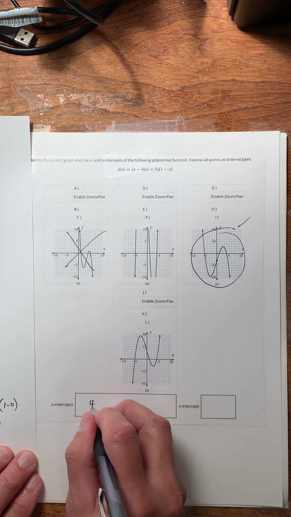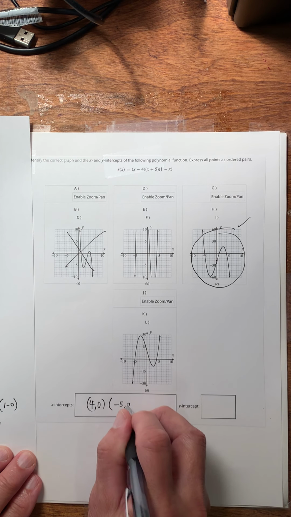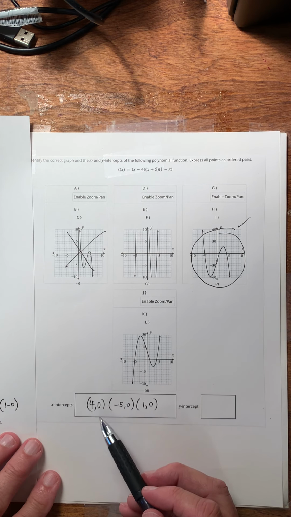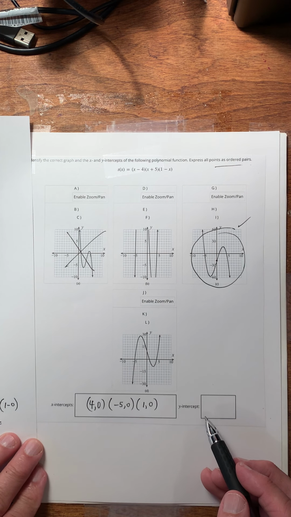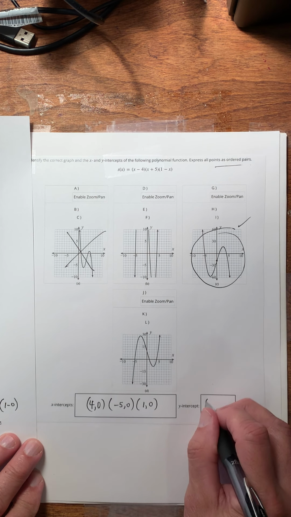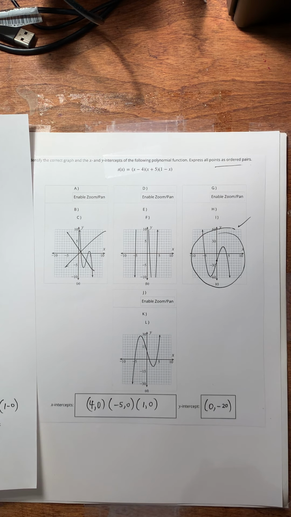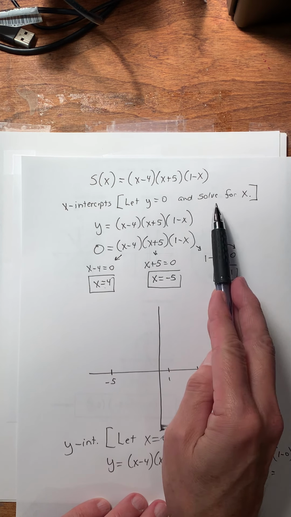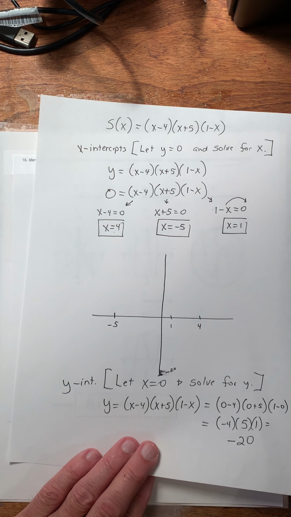So my x-intercepts are 4, 0, -5, 0, and 1, 0. I don't just say my x-intercepts are 4, -5, and 1, because they told me how to do it, as ordered pairs. My y-intercept is at the point 0, -20. All right. So this is important. How do you find an x-intercept? You let y equal 0 and solve for x. How do you find a y-intercept? Let x equal 0 and solve for y.